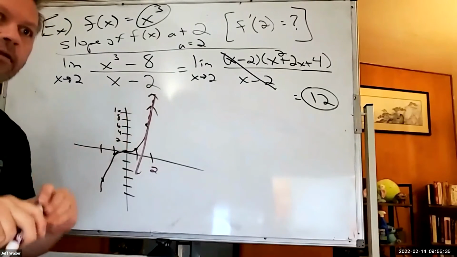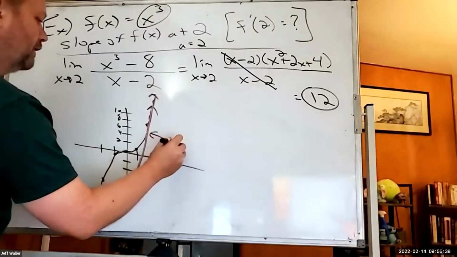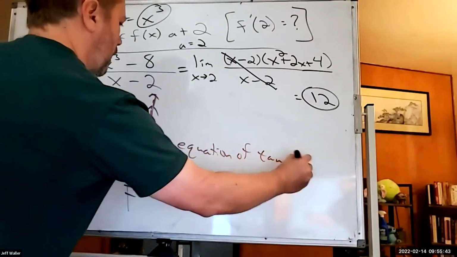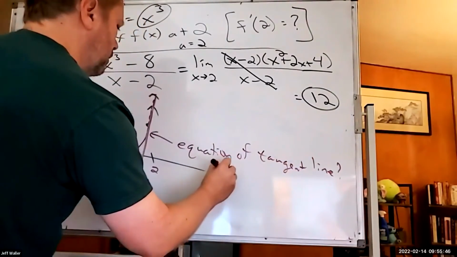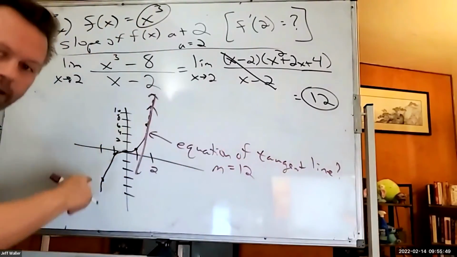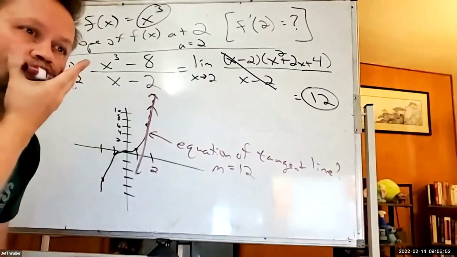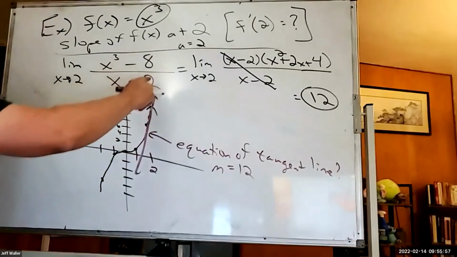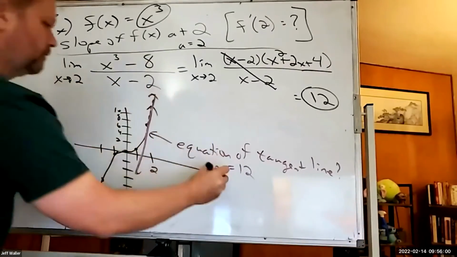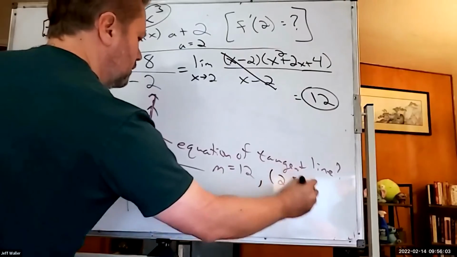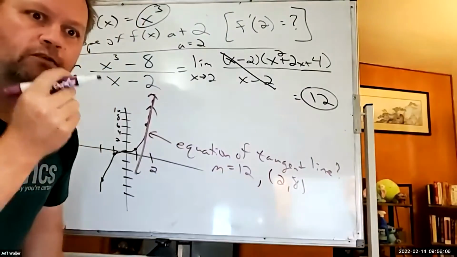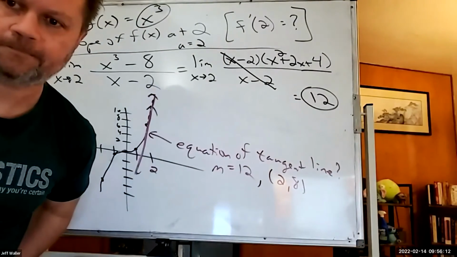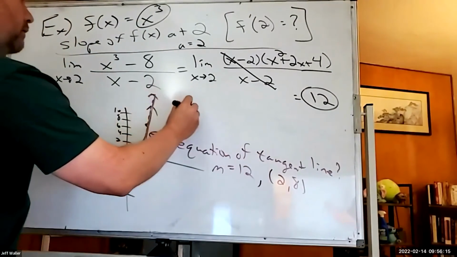Now, can you help me figure out the equation of this line? We know the slope is 12. Do we know a point that this line goes through? 2, 8. Yes, beautiful. We know it goes to the point 2, 8. Input, output. So it goes to the point 2, 8. Do you guys remember your algebra well enough to figure out the equation of a line with slope 12 going through 2, 8? Do you guys remember this equation here?